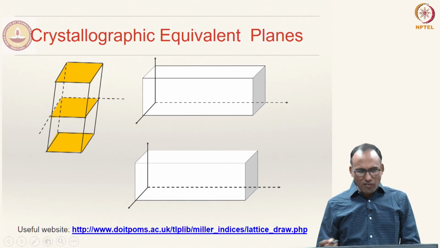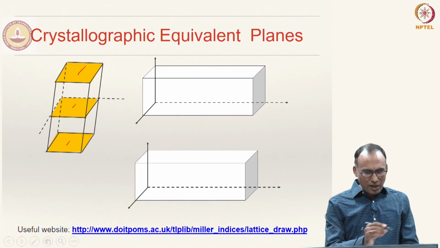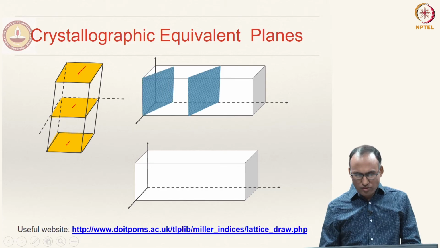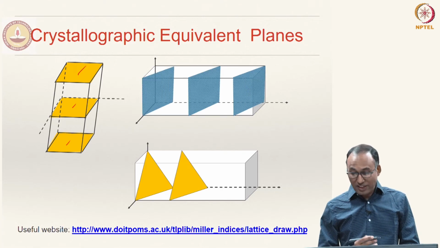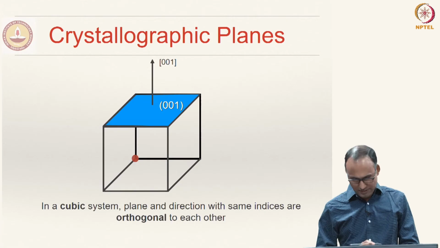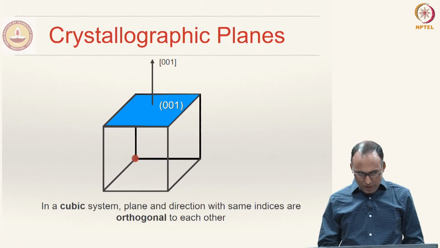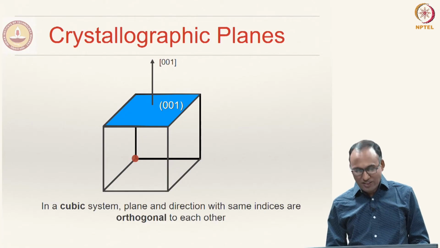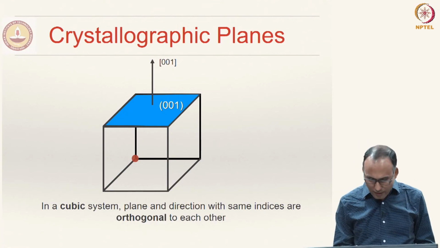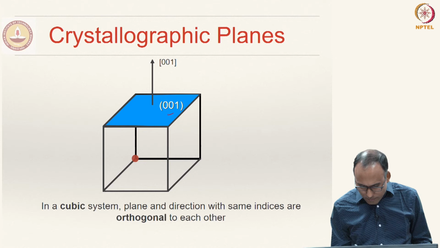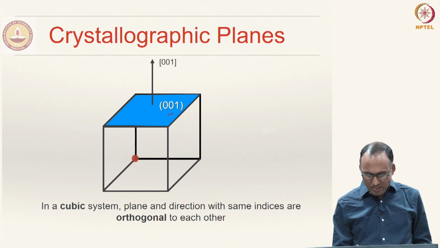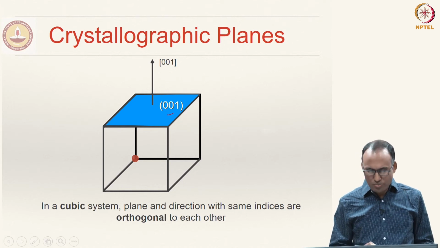All parallel planes are equivalent, and they will have the same set of indices. And in a cubic system, for instance, a plane and a direction with the same indices are orthogonal to each other. That means, if you take a plane 0, 0, 1, because this plane is intersecting the z axis at 1, but it is parallel to the x and y axes.